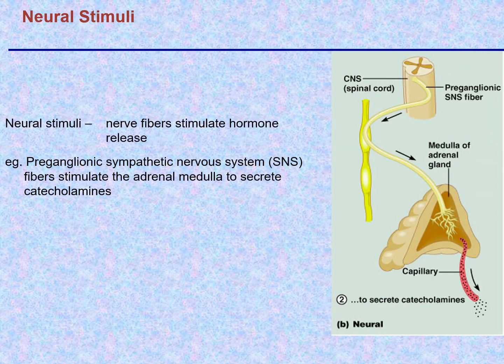A neural stimulus involves the nervous system, and an example of that would be the preganglionic sympathetic nervous system. Remember, the sympathetic division of the autonomic nervous system, sometimes called the sympathetic nervous system, can send signals out directly to the adrenal medulla, which is the interior part of the adrenal glands on top of each kidney, and that will trigger them to secrete neurotransmitter-type hormones into the bloodstream, norepinephrine and epinephrine.